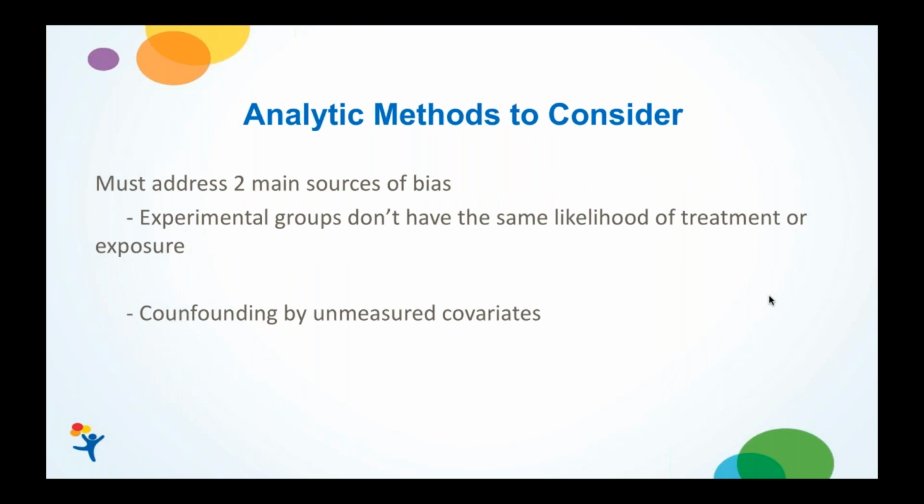And then when we're thinking about analytic methods, the main thing to consider is that there are 2 main sources of bias in observational studies. We've talked about these already, but they're distilled down into easily digestible cognitive chunks: the experimental groups don't have the same likelihood of receiving the treatment or the exposure, so sicker patients get a different type of care than less sick patients, for example. Or you have confounding by unmeasured variables. Site A has a different patient population than site B, and you don't exactly know in what way it's different, so you can't necessarily compare the 2.